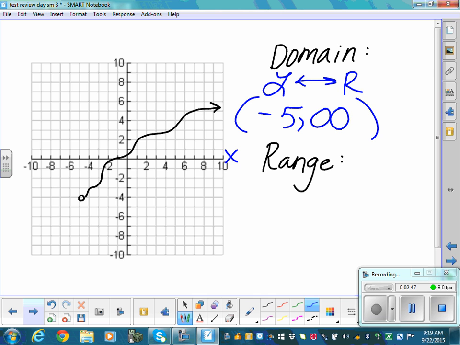Now range, shift your eyes. Now we're talking up and down. So up and down, where's my function starting? Where's it growing to? At what value on the y-axis, guys, do we start? -4, and it's growing to positive infinity. So -4 to positive infinity, did it include -4? Open circle, so you put a parenthesis, and then infinity, always parenthesis. You're going to see domain and range on the test, promise, okay? And it's on the review, so it'll be good.